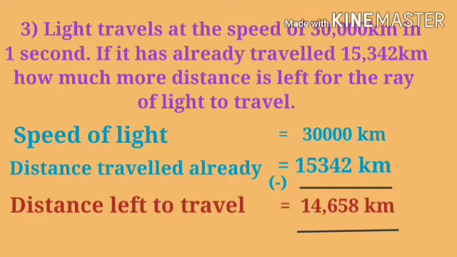If it has already traveled 15,342 km, how much more distance is left for the ray of light to travel? Answer: distance left to travel is equal to 14,658 km. Is it clear, children?